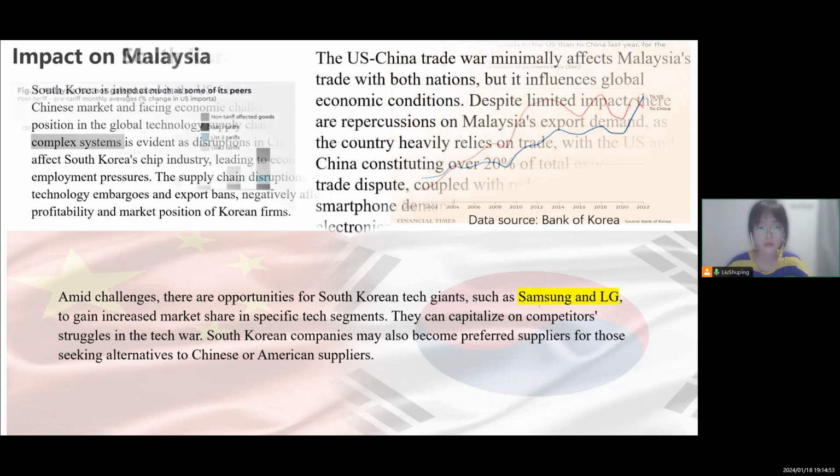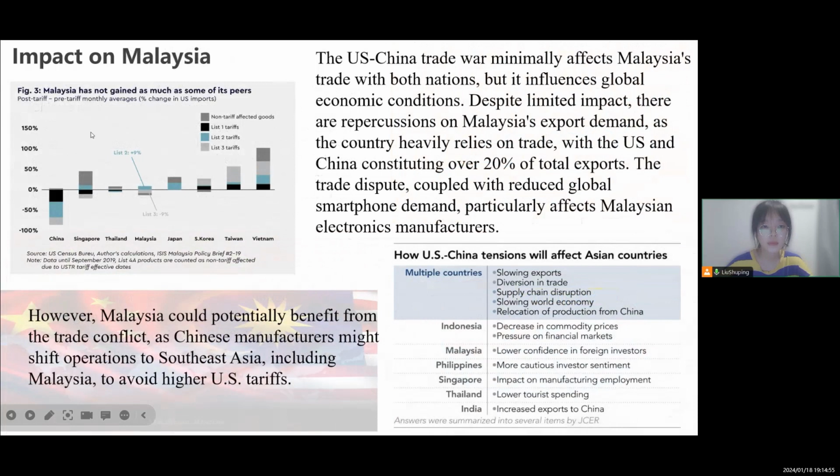Okay, the last one is the impact on Malaysia. Actually, the US-China trade war will minimally affect Malaysia's trade with both nations, but it influenced global economic conditions. Despite the limited impact, there is also an impact on Malaysia's export demand, as the country heavily relies on trade with the US and China, constituting over 20% of its total exports.